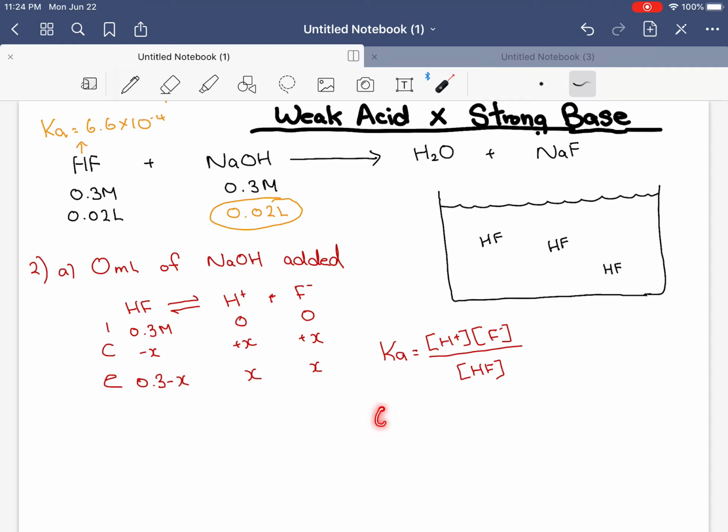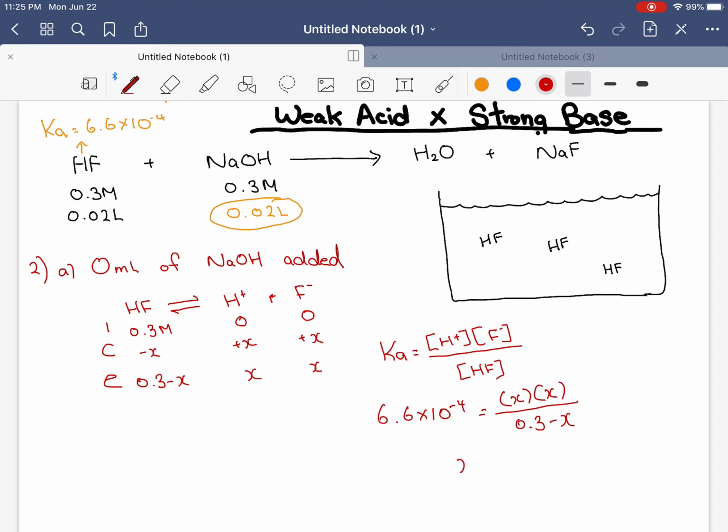All right, let's go. So 6.6 times 10 to the power of negative 4 is equal to X times X over 0.3 minus X. Oh no, quadratic equation? Nope, no quadratic equation, because if you were to apply the 100 rule, you'll notice that 0.3 minus X is very close to 0.3 due to the fact that X is a very, very tiny number. I'm pretty sure you guys can do the 100 rule to check on your own.